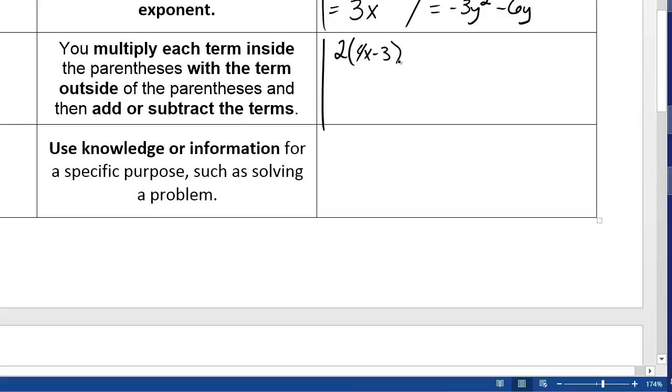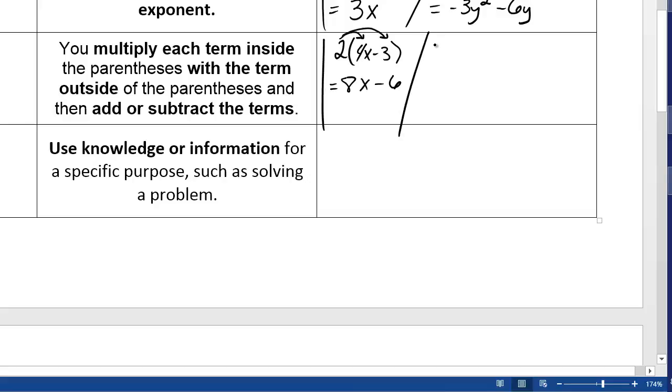So again, the definition says multiply each term on the inside with the term that's on the outside. So on the outside we have a 2. So take this 2 and draw some arrows to both terms on the inside. We call that double rainbow. So 2 times 4x is 8x. 2 times negative 3 is negative 6. And there's your example. That's it. That's all we did. We just multiplied the 2 to the inside terms.